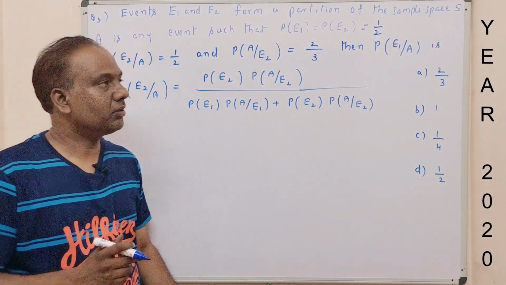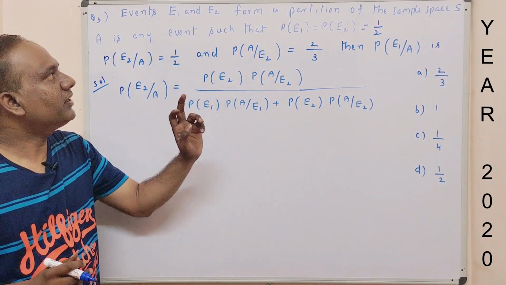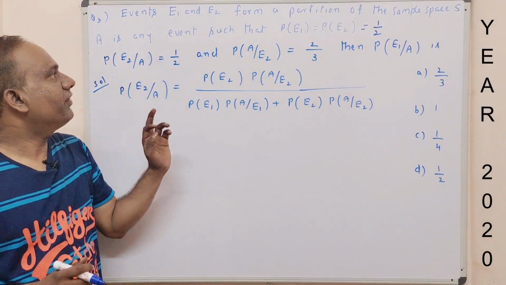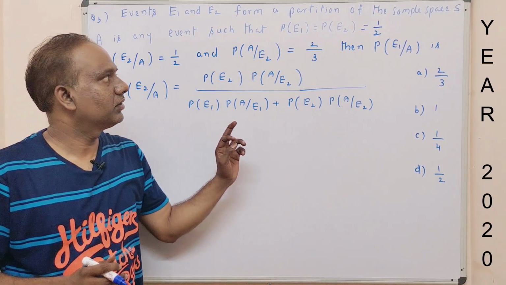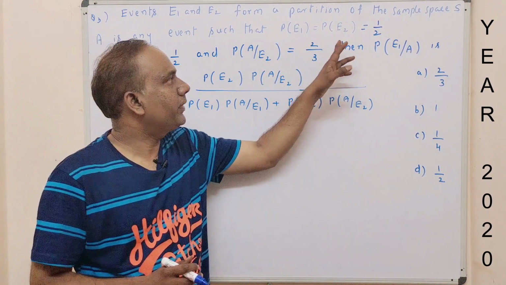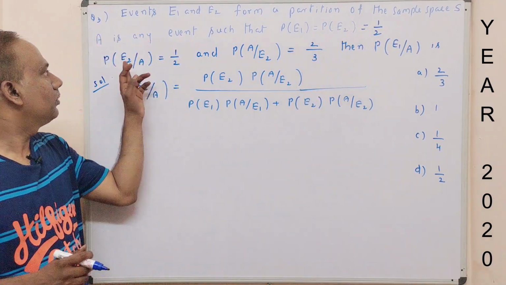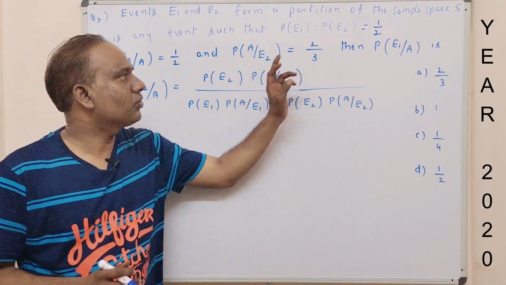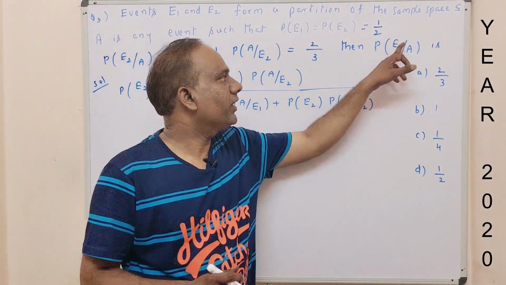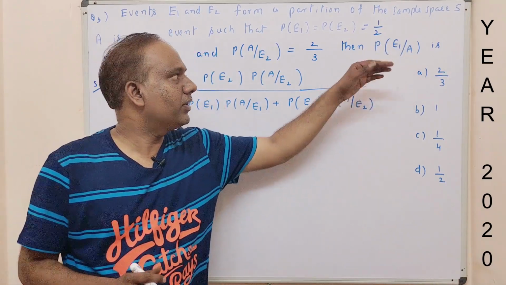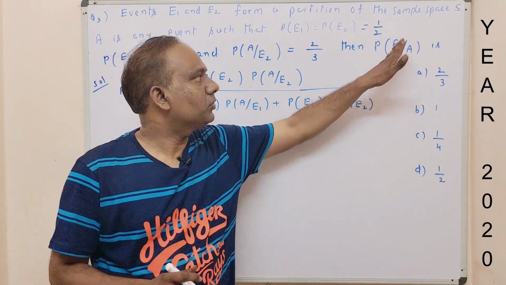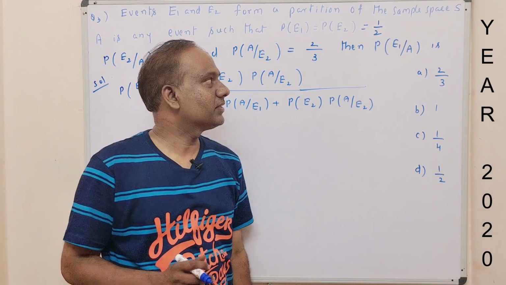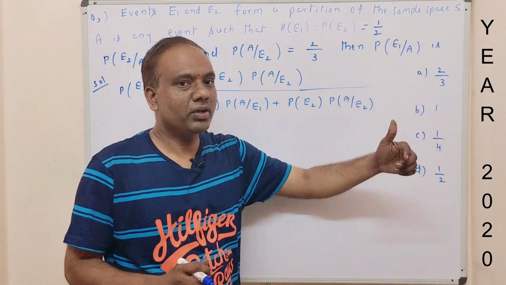It is actually Bayes theorem. Here the question is: events E1 and E2 form a partition of a sample space S. A is any event such that P of E1 and P of E2 are equal to 1 by 2. P of E2 given A is equal to 1 by 2 and P of A given E2 is equal to 2 by 3. Then P of E1 given A. Sometimes we can read P of E1 by A also. You understood. Actually this value we need to calculate.